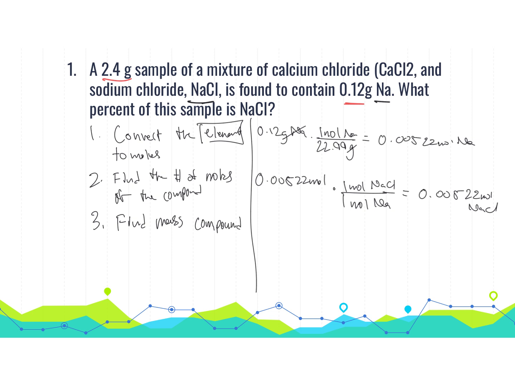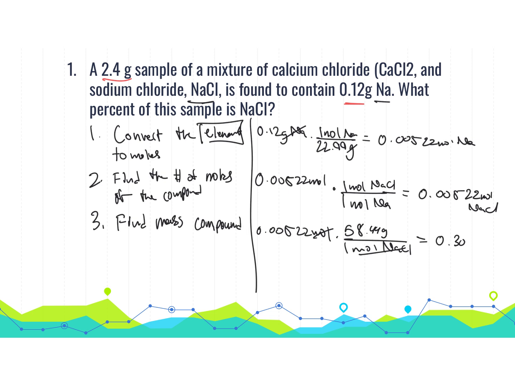Again, in this case, sodium chloride, and you would just multiply it by the molar mass. So 0.00522 moles times 1 mole NaCl. Above that, you have the molar mass of NaCl, which is 58.44 grams. Moles of sodium chloride cancel out with moles of sodium chloride. We should be left with grams of sodium chloride, which is 0.35 grams of NaCl.